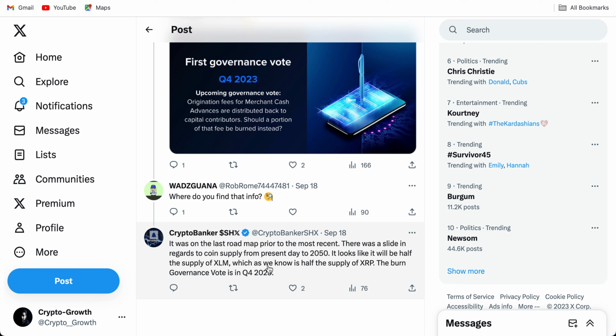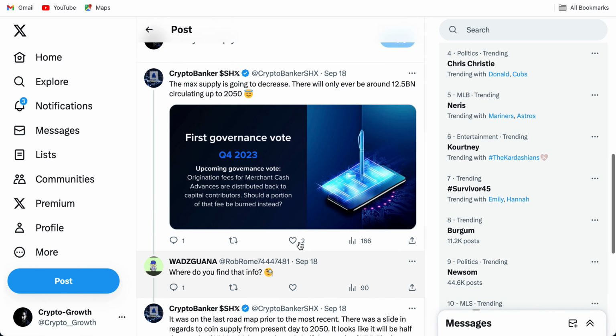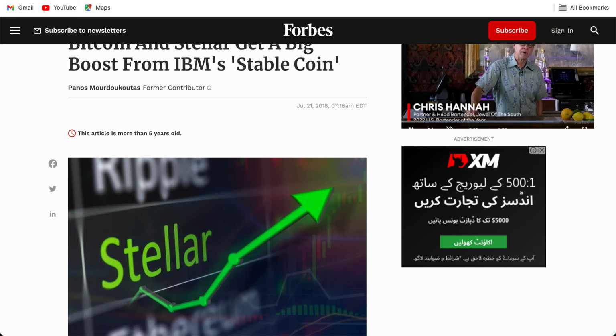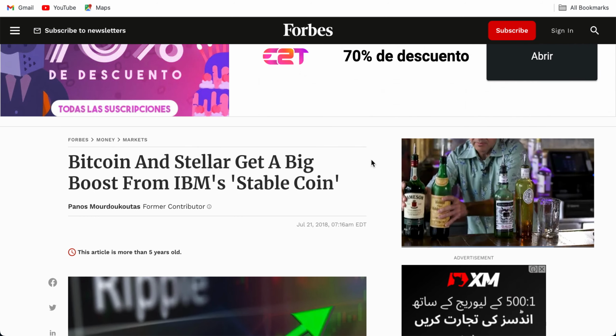So basically from what we're seeing here, hopefully this is the way SHX or Stronghold is going forward. If till 2050 there's 12.5 billion circulating supply, then I think the price can appreciate a lot depending on the developments and growth. So anyways, I hope you guys sort of got a clue regarding the supply as well.